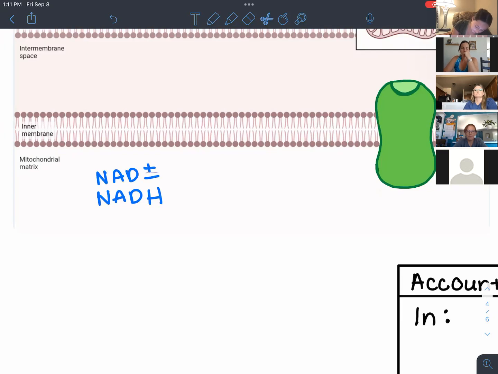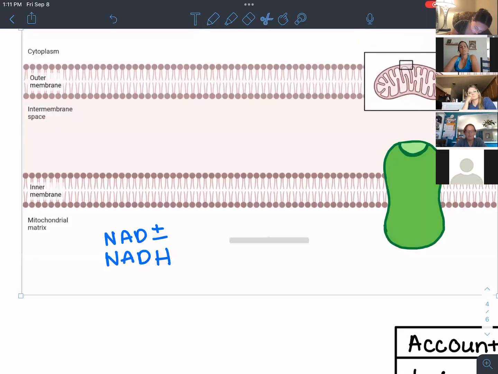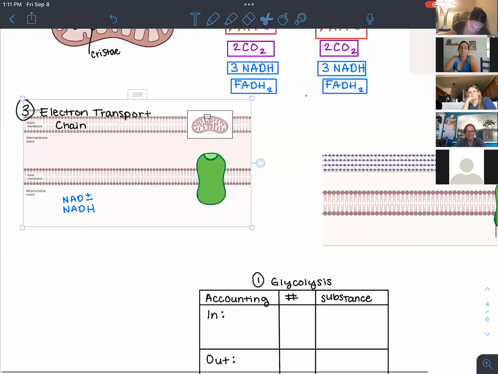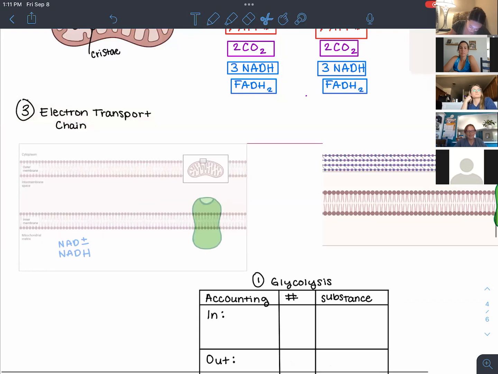He is going to drop off his electron. Woo. I was fighting with this before the session. I was trying to get it to work.